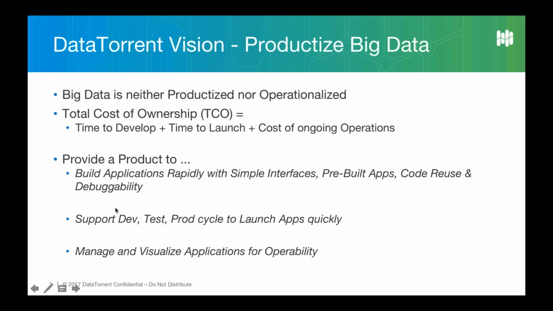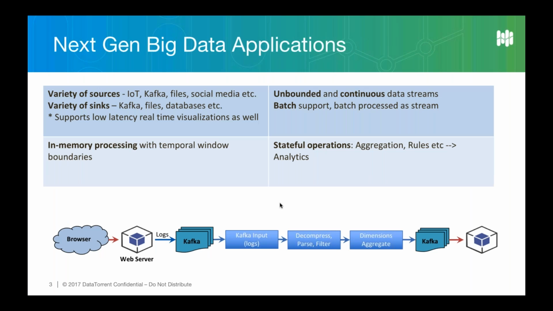So essentially it boils down to focusing on three areas: time to develop, time to launch, and cost of ongoing operations. App templates essentially reduce a lot of your time to develop and time to launch. In general, we focus heavily on simple interfaces, pre-built applications, code reuse, debuggability, monitoring, and management of your running applications, and so on. That way we focus heavily on productizing and operationalizing.